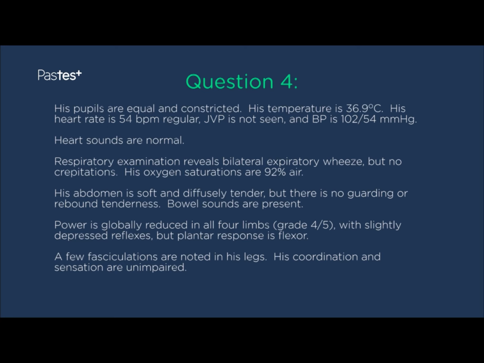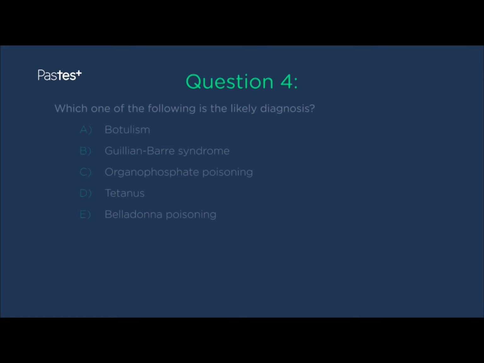His abdomen is soft and diffusely tender, but there is no guarding or rebound tenderness, and bowel sounds are present. Power is globally reduced, about 4 out of 5, with slightly depressed reflexes, but plantar reflex is flexor. There are a few fasciculations noted in his legs, and his coordination and sensation are unimpaired. Therefore, which one of the following is the likely diagnosis? And here again, we have 5 options, and I would like you to consider these for a minute.